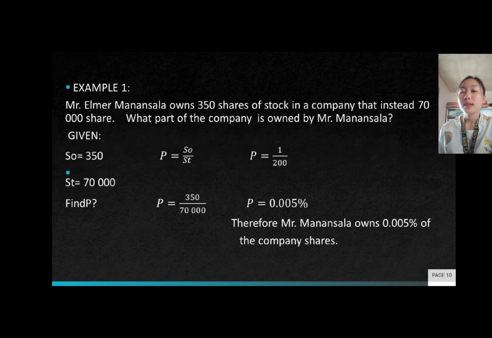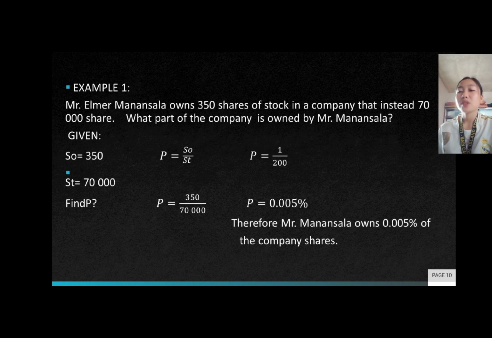First example. Mr. Elmer Manansala owns 350 shares of stocks in a company that issued 70,000 shares. What part of the company is owned by Mr. Manansala? So in this example, we're going to find the total ownership of Mr. Manansala in a certain company.